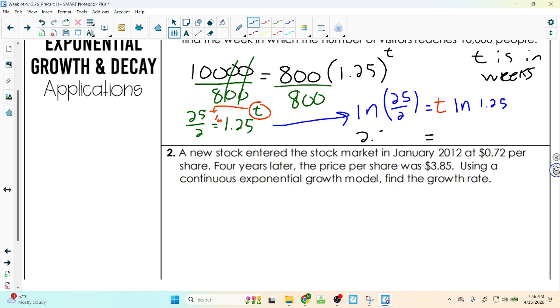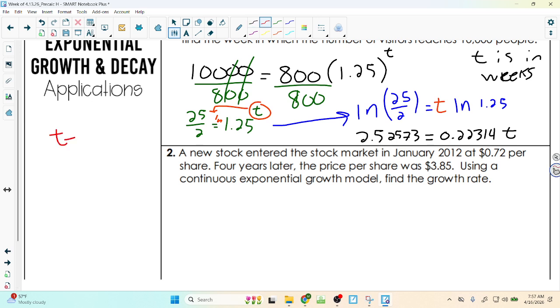So, 2.52573. Okay, that's what I got for that. And then the t is going to be 0.22314 t. We'll divide those. So if we take 2.52573 and divide it by 0.22314, we'll get 11.319.